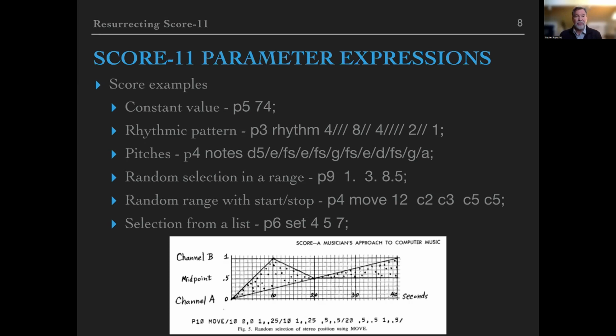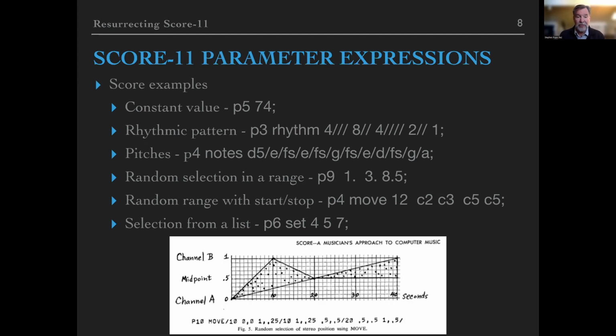And then I've got all sorts of other opportunities, like just saying random selection within a range. So this next expression, the P9 expression, what that means is 100% of the time, pick a value between 3 and 8.5. So I could even have non-overlapping ranges. I can also move. So I could say, for example, move over 12 beats from the range of C2 to C3 to the constant note C5, or select from a list.